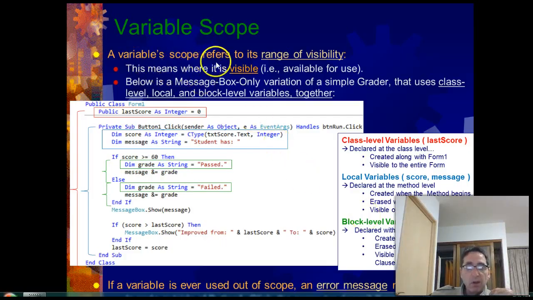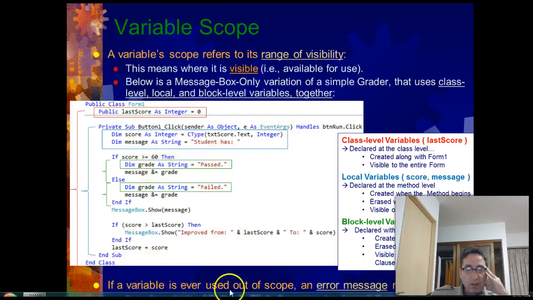Okay, so variable scope refers to its range of visibility. This means where it is visible, i.e. available for use. This is a message box only variation of a simple grader. So it's doing some grading. That uses class level, this one, local, these two, and block level variables, grade, together.